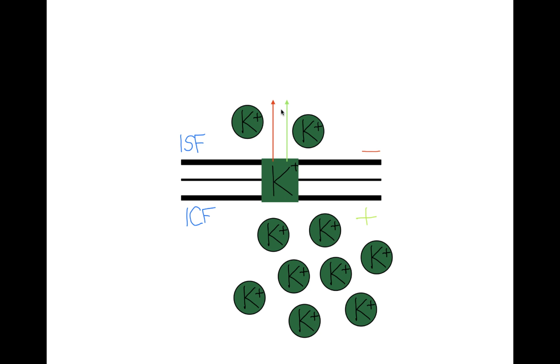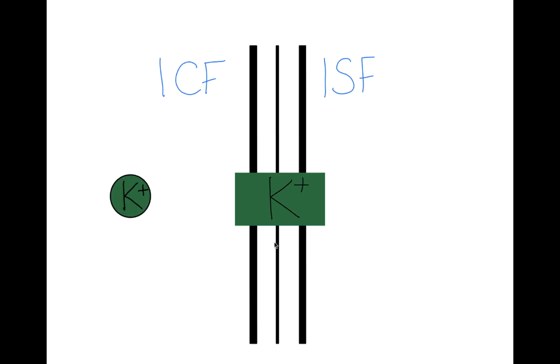The second gradient is going to be the concentration gradient. And the concentration gradient is going to favor the movement of potassium from the inside of the cell to the outside of the cell. And the reason why is because the concentration of potassium inside the cell is much greater than the concentration of potassium outside. Now, if we were to combine these two gradients together, we would see that the driving force on this ion would cause the ion to move out of the cell. And this is seen right when we open that channel.